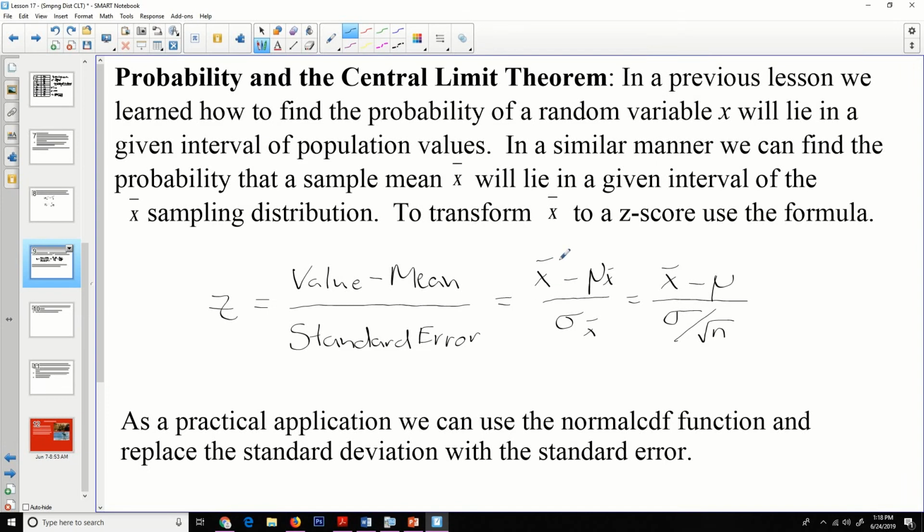which would be the sample mean minus the mean of the sampling means, divided by the standard error. Since the mean of the sampling means is equal to the population mean, we can just substitute that in, and then divide by the standard deviation over the square root of the number of elements in the sample. So we could do all that work if we wanted to, but as a practical application, we can use that normal CDF function that we used in the last couple lessons and replace the standard deviation with the standard error. That's all we would have to do.